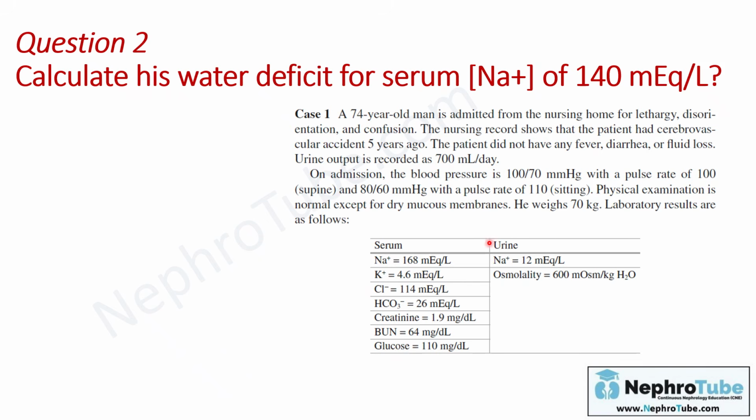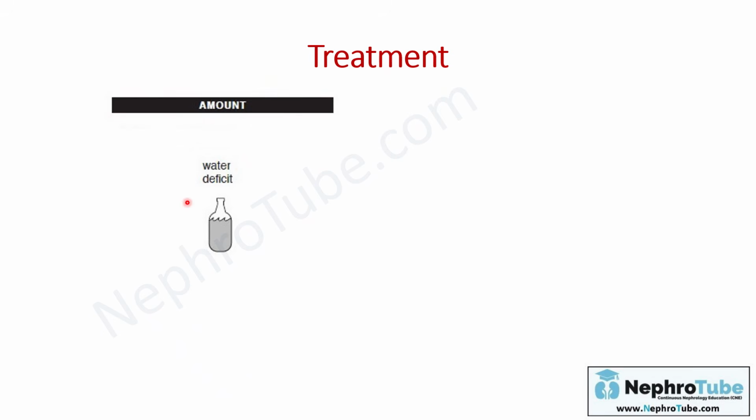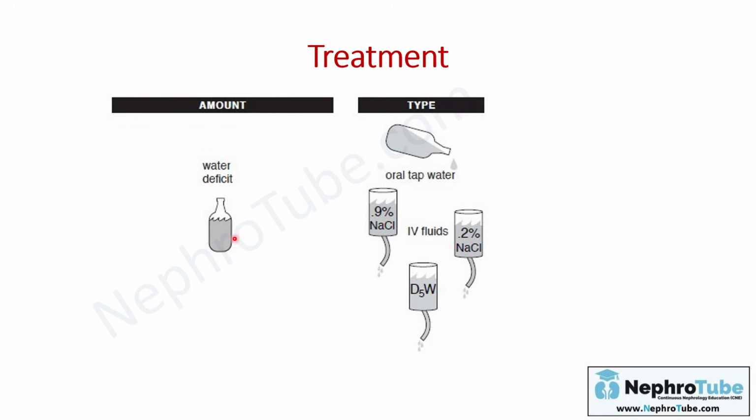Okay, so in our patient, we have to calculate the water deficit. Then, after we calculate the amount of water deficit, we have to decide the type of water that we will use to replace it. And finally, we have to calculate the rate. So we have to know how much water is deficit in this patient, then what is the type of fluid that I use to replace this water deficit, then what is the rate of water infusion that I will use for this patient.